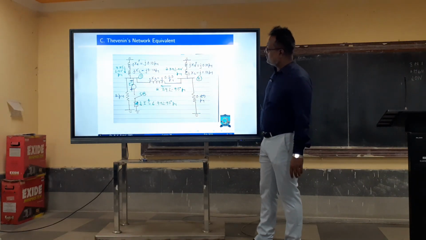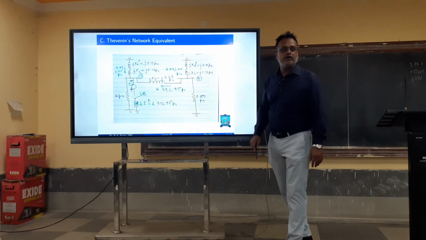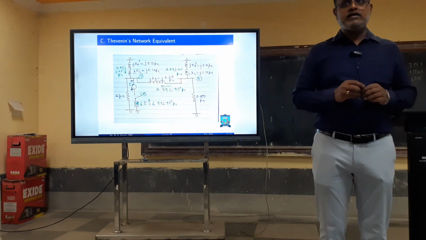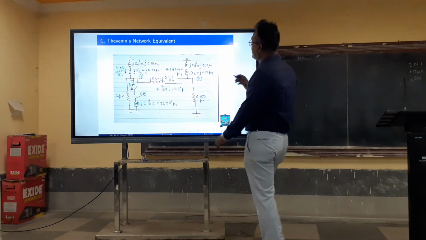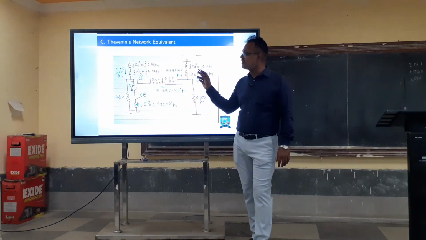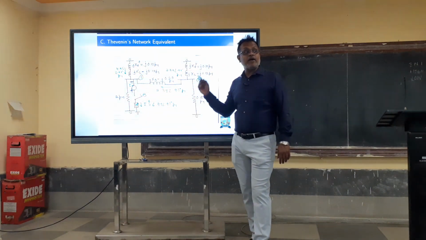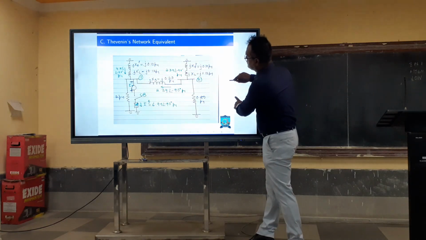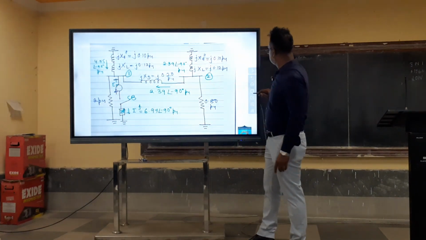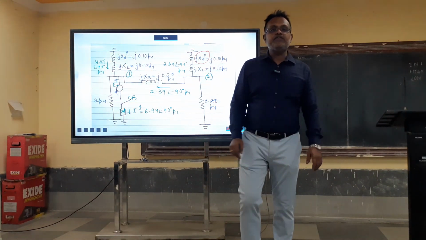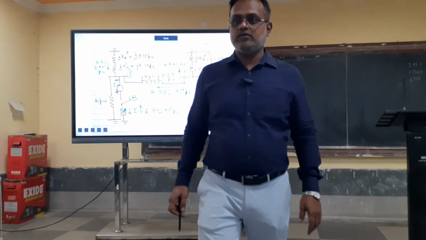Now here comes the Thevenin equivalent. So what is the Thevenin equivalent? You represent the generators by their reactance diagram, and we have taken the subtransient reactance. Why? Why we took subtransient reactance, not transient or steady state?